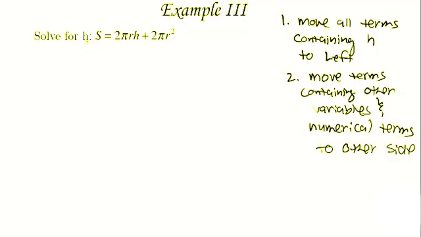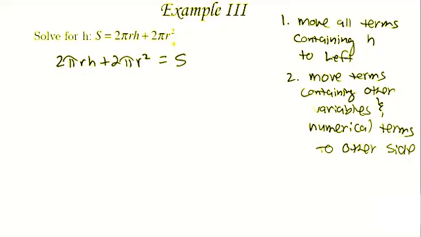Now, I could go about this and actually isolate the h right here on the right, but by convention, we do it the other way, so I'm going to rewrite this. 2 pi r h plus 2 pi r squared equals S. So now I have my h on the left. That's already done. All I did is reverse the order of the two sides of the equation.